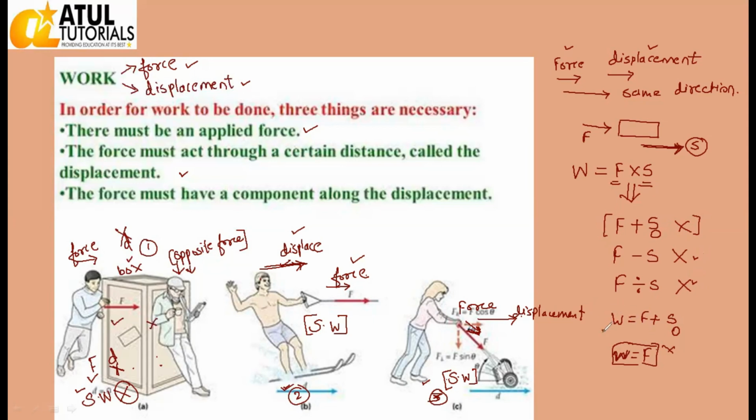So this is not possible. We should consider force as well as displacement. Therefore, हमने addition नहीं ली है, subtraction नहीं ली है, division नहीं ली है. We have considered only multiplication. So this is work is equal to force into displacement. This particular formula we are going to use to calculate work done when the force is in the direction of displacement, like in the second example.